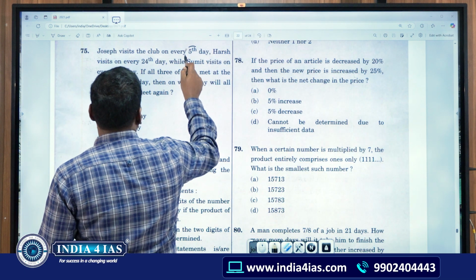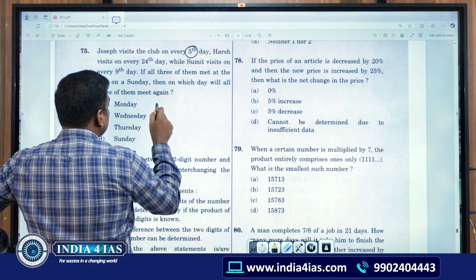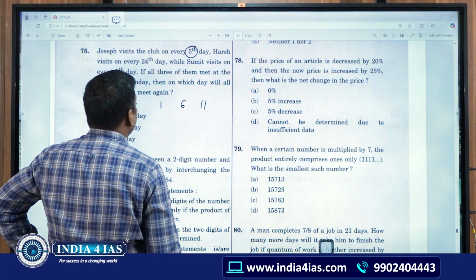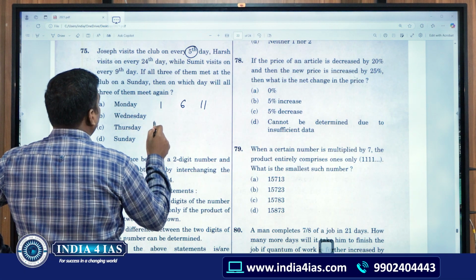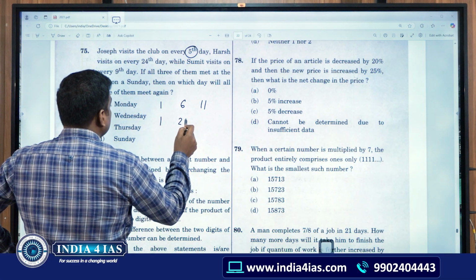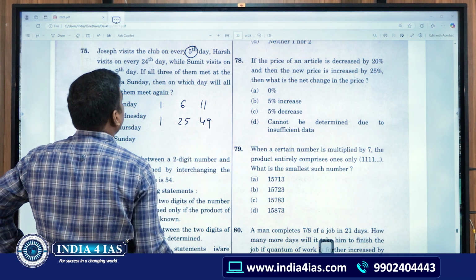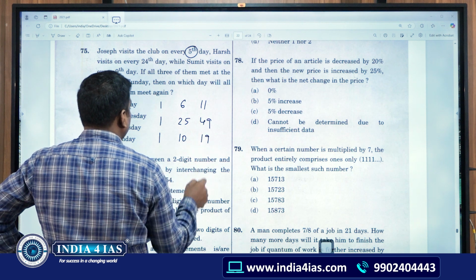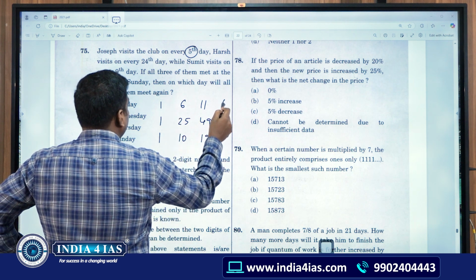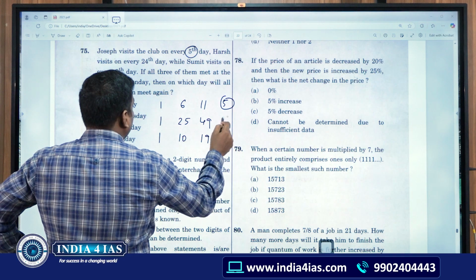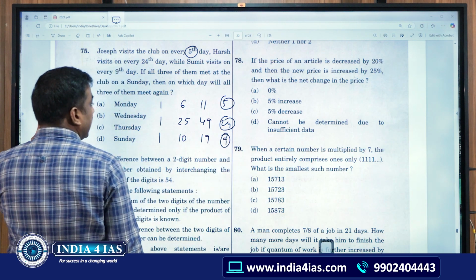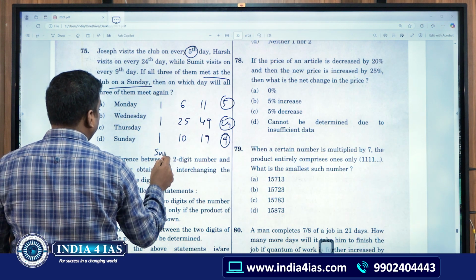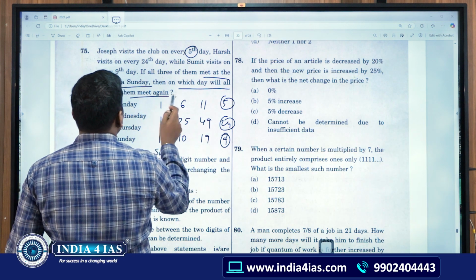Joseph visits the club every 5th day. So if he goes on the first day, he will go on the 6th day, then on the 11th day. Then Harish visits every 24th day. So if he goes on the first day, he will visit on the 25th day, then on the 49th day. Then Sumit visits every 9th day, so here 10 and 19. So here the gap is 5, here the gap is 24 and here the gap is 9. Then if all of them met at the club on Sunday, which day will they meet again?